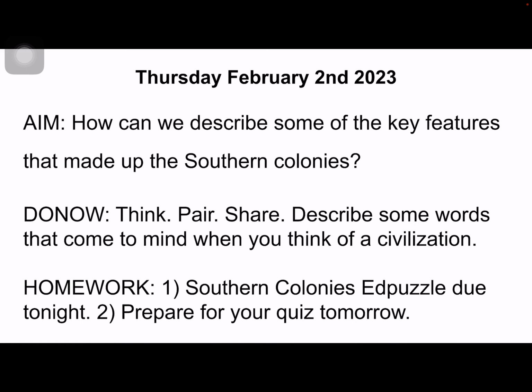Your quiz is going to be on Google Forms. It's going to be on your iPad. There's going to be multiple choice questions, and there's also going to be questions where you have to write a response, where you have to write a sentence, or maybe two sentences. For example, describe the location of Jamestown. Jamestown is located, fill in the blank. You have to write a sentence.